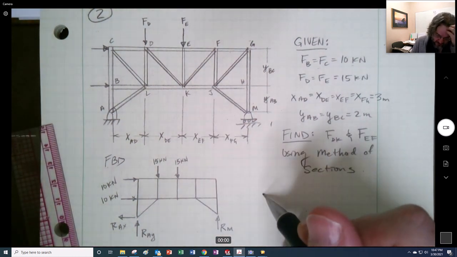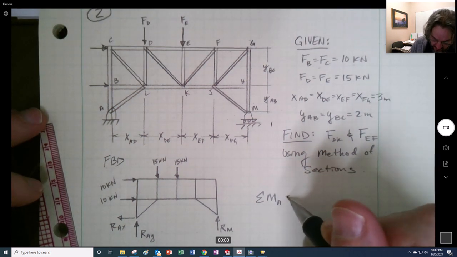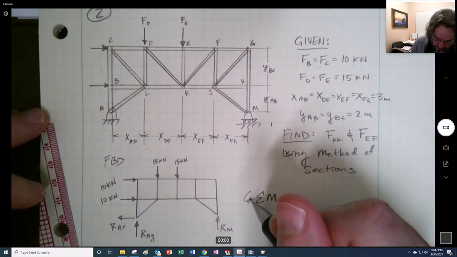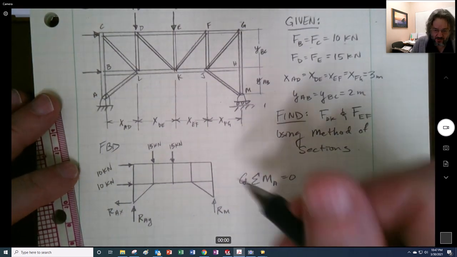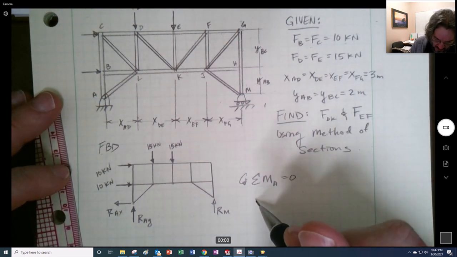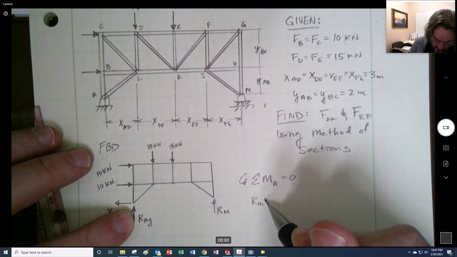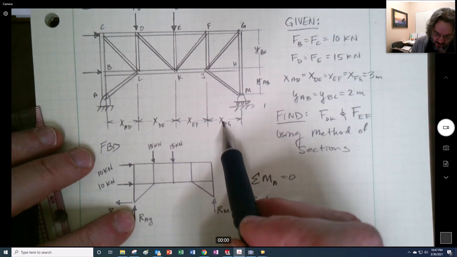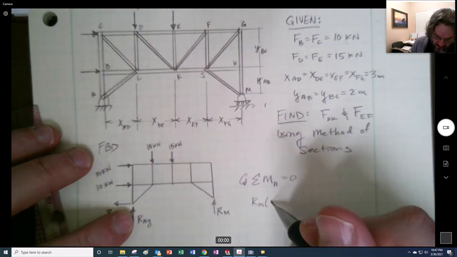And so what I'm going to do is take the sum of the moments about A. And I don't even know if I need to find those reaction forces. I think I have a scheme where I can get around it. So I'll start out with RM. That's going to be times, what are these? Each of these is 3, right? So 3, 3, 3, and 3. So it's going to be 12.